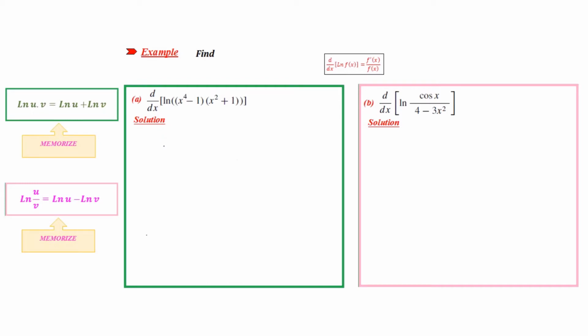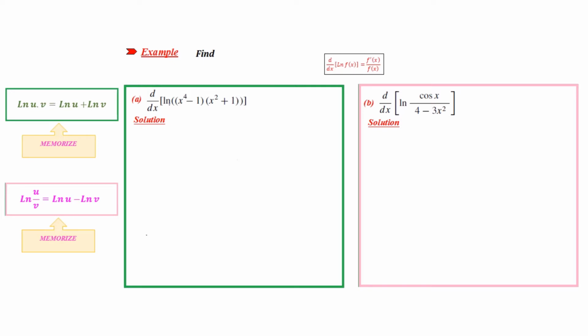Hi everyone. In this example, you have to use the properties of natural logarithm to simplify the function before you start finding the derivative. As you know, when we multiply two expressions inside ln, ln(u times v) equals ln u plus ln v. And when we have a division inside the natural logarithm, you have to make it subtraction. So ln(u divided by v) equals ln u minus ln v.